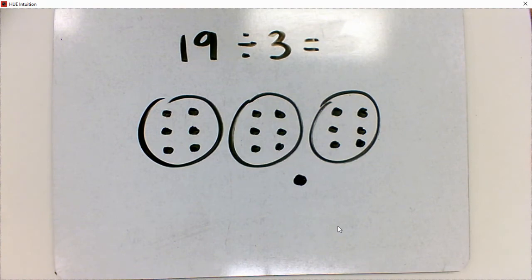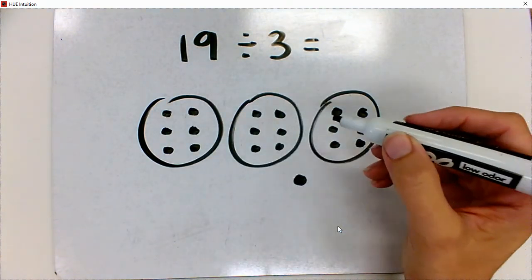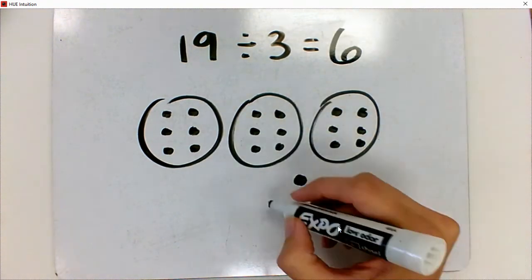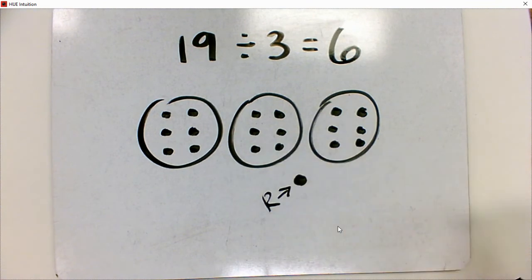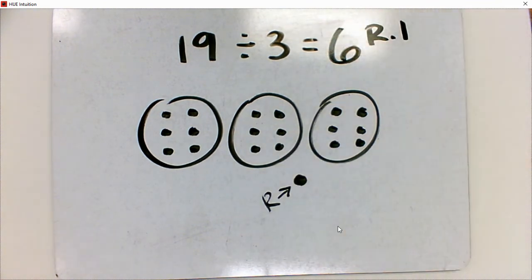Now I can see that the answer or quotient is still 6. I have 6 dots in each of my groups. But this time I have a remainder. I have 1 left over. So I have a remainder of 1.